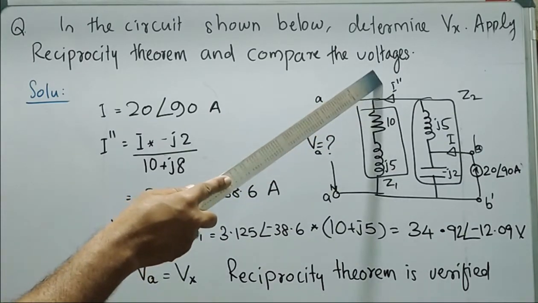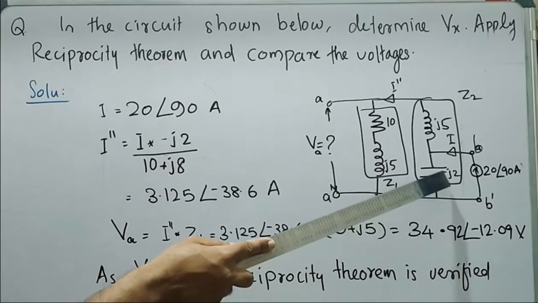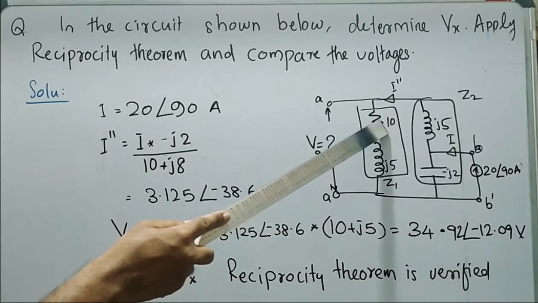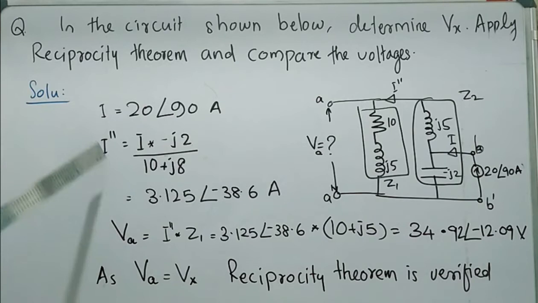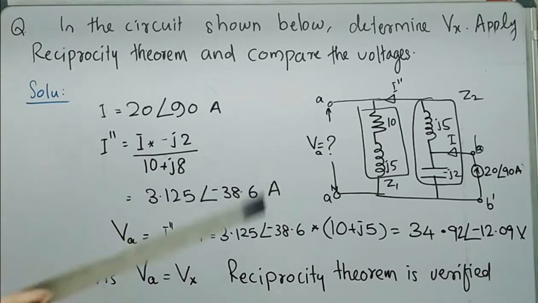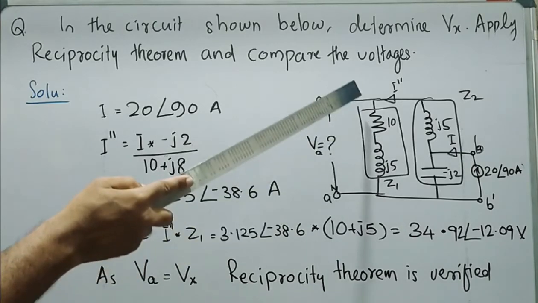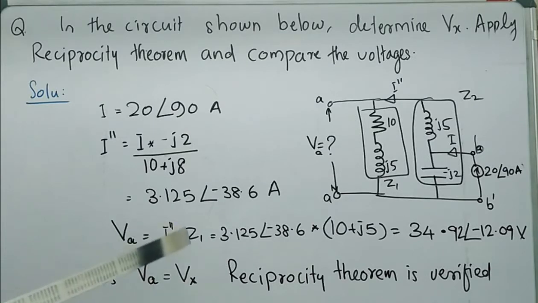So I double dash is equal to main current I into other branch impedance, that is minus J2, divided by total impedance. Total impedance is coming as 10 plus J8. Substituting these values, we can obtain I double dash is equal to 3.125 angle minus 38.6 ampere. Now what is VA? Voltage across branch A. It is nothing but the voltage drop across Z1. That is, I double dash into Z1 gives VA.